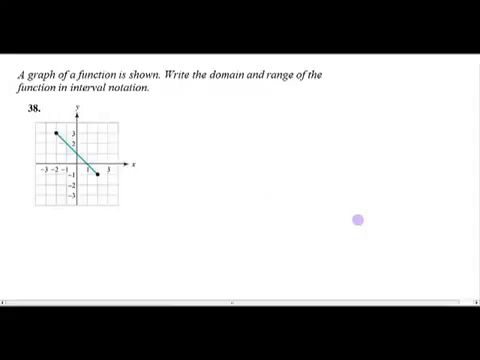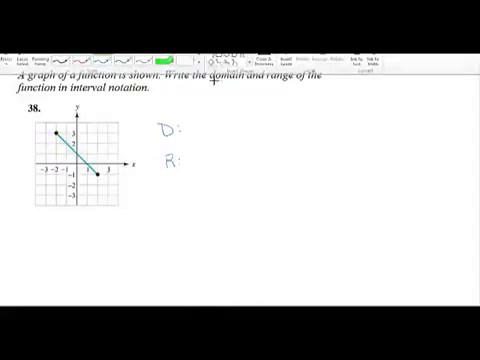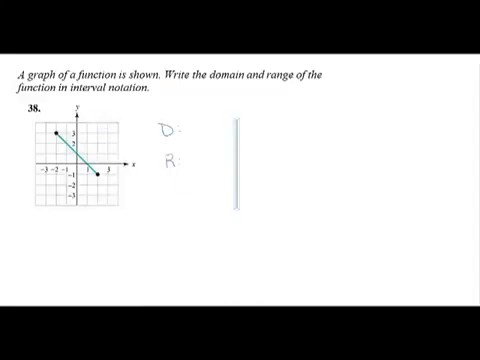A graph of a function is shown. Write the domain and range of the function in interval notation. So my domain, if you can imagine rolling a pencil across here, if you'd like, I can go ahead and draw a vertical line here, and I'm going to pretend this is a pencil. We're rolling it across left to right. So what is the first x value we see? The first x value we see is negative 2, and then all of those x's are touched until we get to positive 2. So my domain is going to be from negative 2 to positive 2, and with square brackets there.